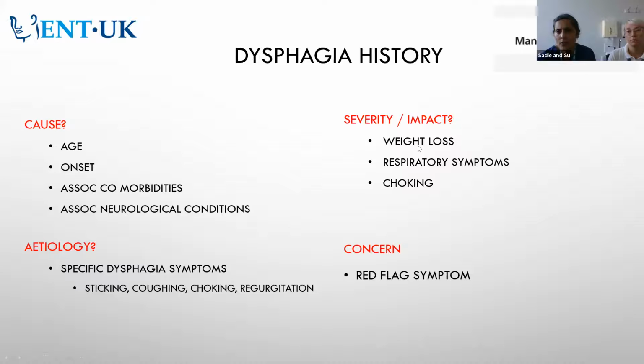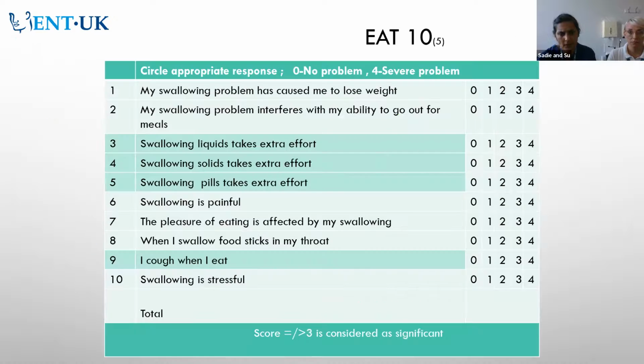Significant weight loss obviously can sound sinister, but can also show progression of the disease process itself, associated with respiratory symptoms and the choking. We all know the red flag symptoms, so we always need to keep that in the back of our heads just to make sure we're not dealing with a malignant pathology. We've already mentioned the EAT-10 score. I do love it. I find it very useful to pick up pre-morbid dysphagia. So that's dysphagia that's happening that isn't recognized by the patient because it's very subtle, but has impact.